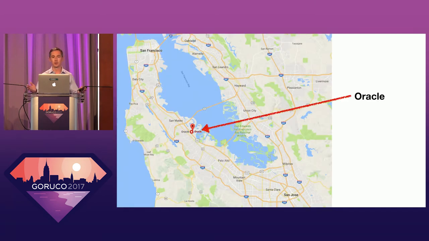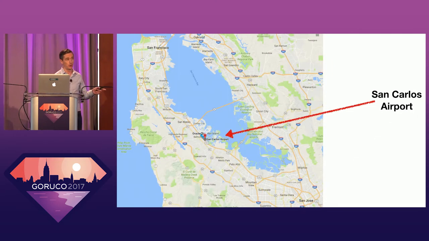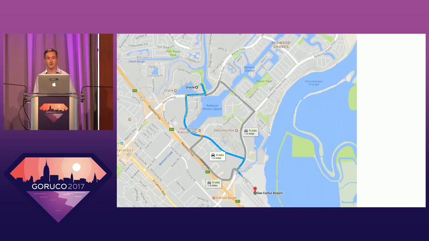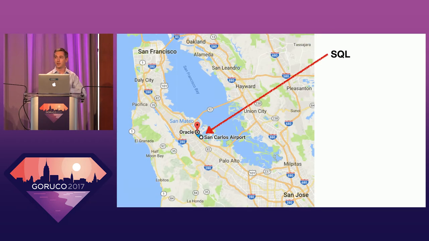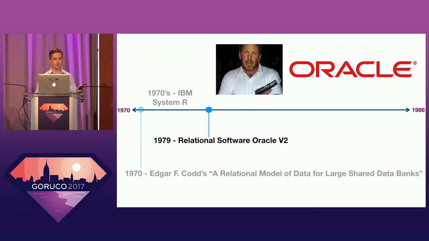Side note here. Oracle's headquarters is in the Bay Area. Very close to Oracle is an airport called San Carlos Airport. It is a 4-minute drive from Oracle's HQ. That airport has the airport code SQL, which, before I researched this talk, I had thought was named that because of its proximity to Oracle, but the information I found said that it got its airport code in 1977. Oracle didn't release the first SQL database until 79, so San Carlos Airport wins that one. All right, back to our timeline.